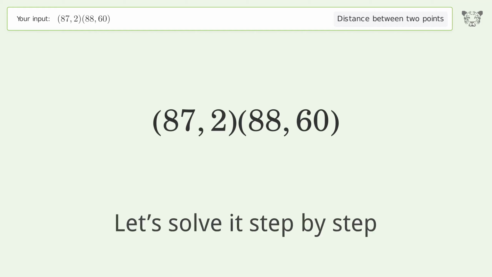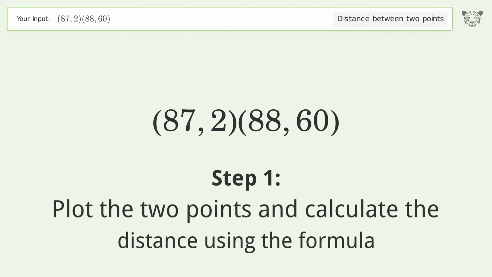You ask Tiger to calculate. This deals with the distance between 2 points. The distance between the 2 points is the square root of 3,365, or 58.009. Let's solve it step by step. Plot the 2 points and calculate the distance using the formula.